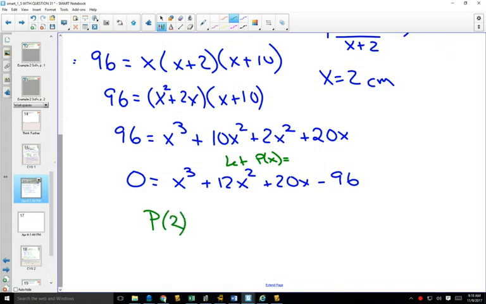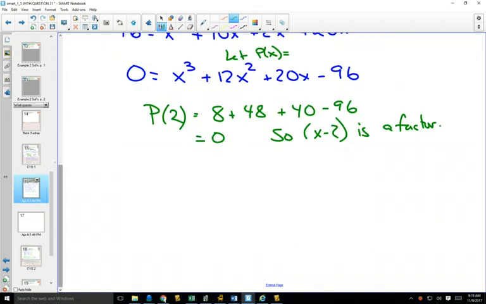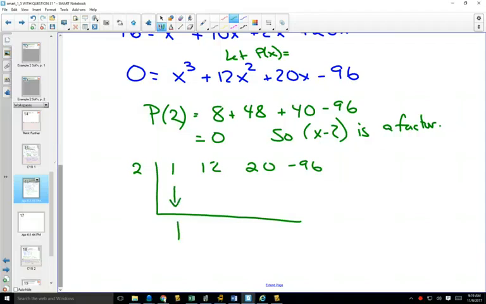Eventually, if you plugged in 2, and we're cheating a little bit because I know that 2 is already the answer. But if I plug in 2, 2 cubed is 8 plus 48 plus 40 minus 96. Sure enough, that's equal to 0. That means that x minus 2 is a factor. And we already knew that 2 was going to be an answer. But how do we factor this completely? Now you would go to your synthetic division, 1, 12, 20, and negative 96. Bring down the 1.